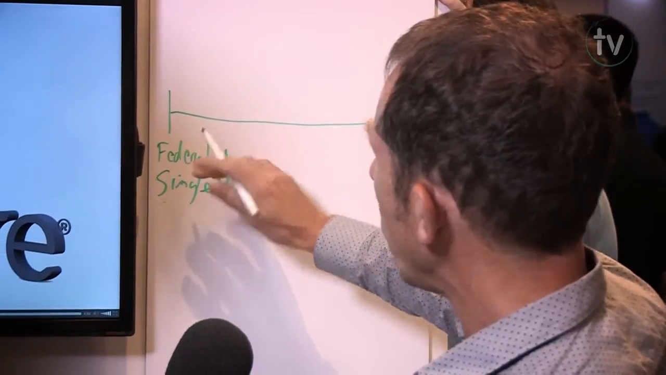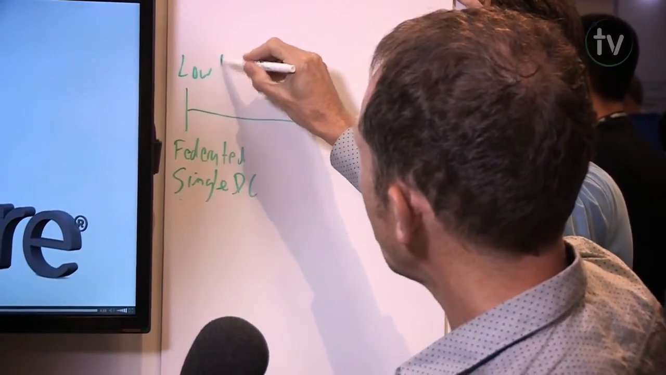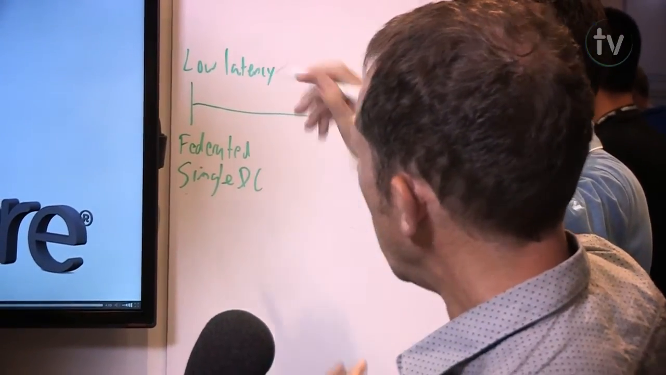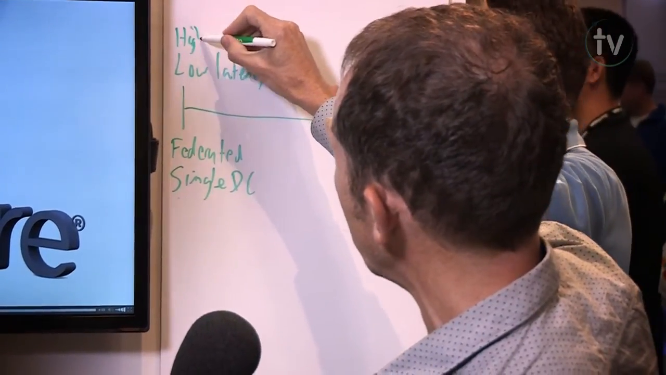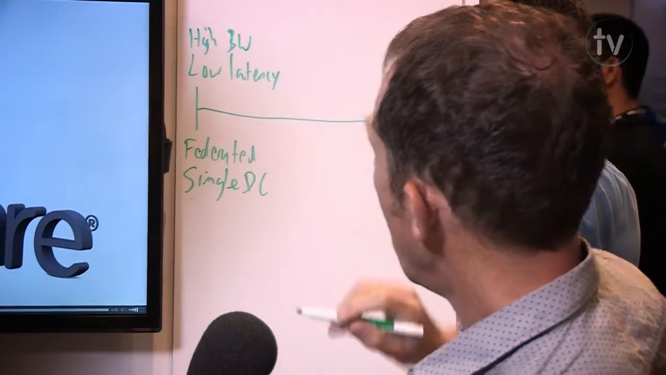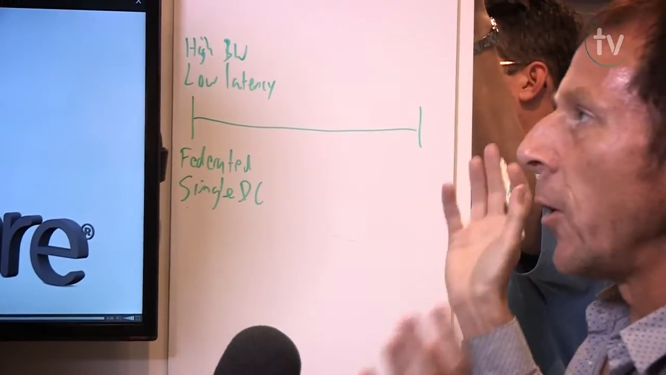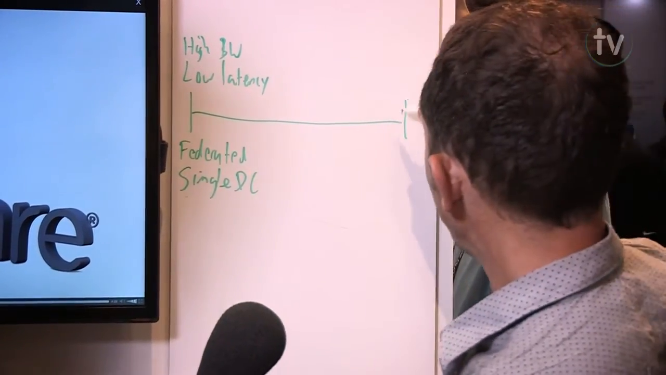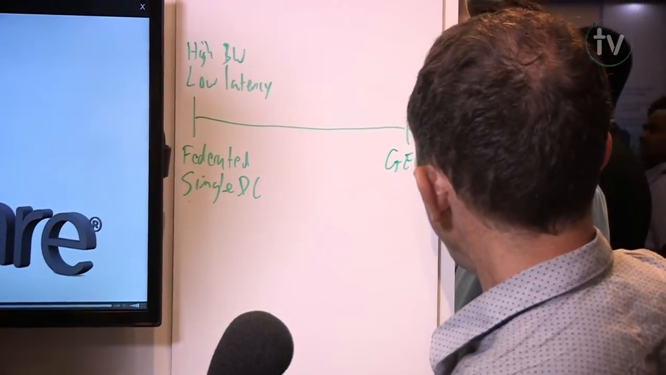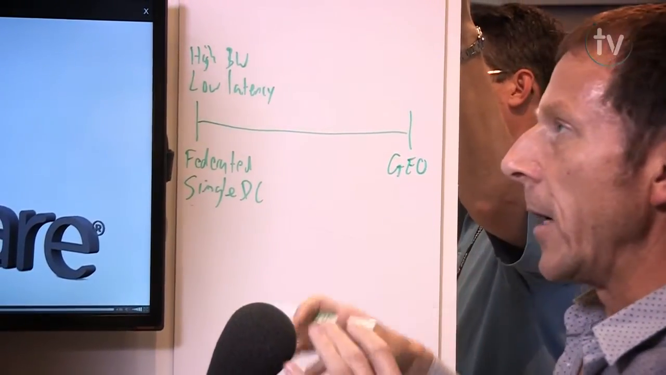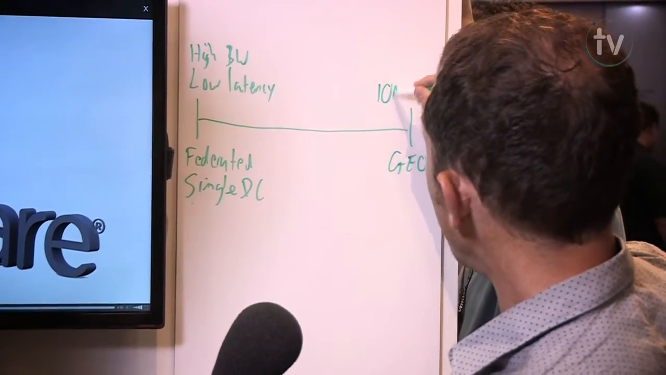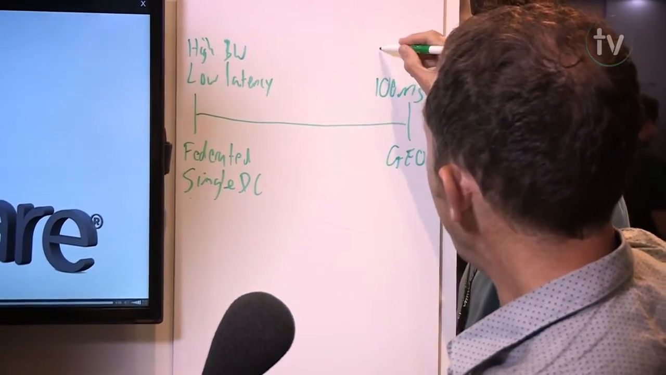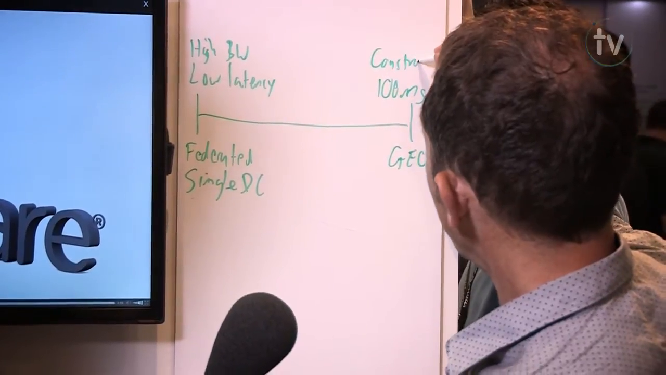And at this end of the spectrum, you're going to have very low latency because everything's quite close, and you're also going to have quite high bandwidth connectivity between the clusters. The other end of the spectrum is the geo-distributed use case. Here you might be separated by an entire continent or by an ocean, so you're talking hundreds of milliseconds of latency and fairly constrained bandwidth.